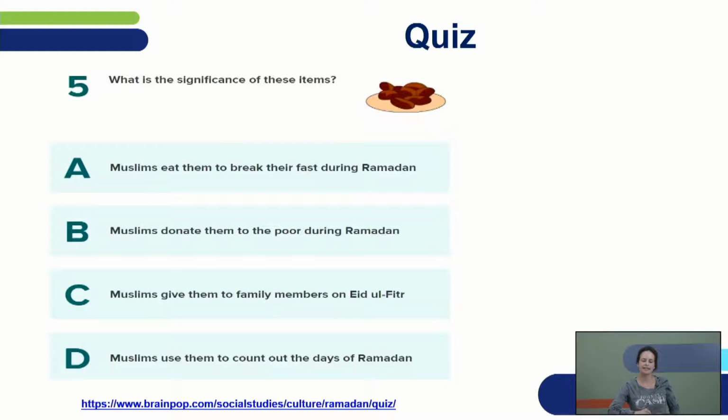Number five, what is the significance of these items? Now, you see in this picture, I don't know if it's clear to you, but in that picture, it's dates. So what is the significance of them? A, Muslims eat them to break their fast during Ramadan. B, Muslims donate them to the poor during Ramadan. C, Muslims give them to family members on Eid al-Fitr. Or D, Muslims use them to count out the days of Ramadan. What do you think? The answer is A, Muslims eat them to break their fast during Ramadan. They eat dates, apricots, they drink sweet milk, okay?